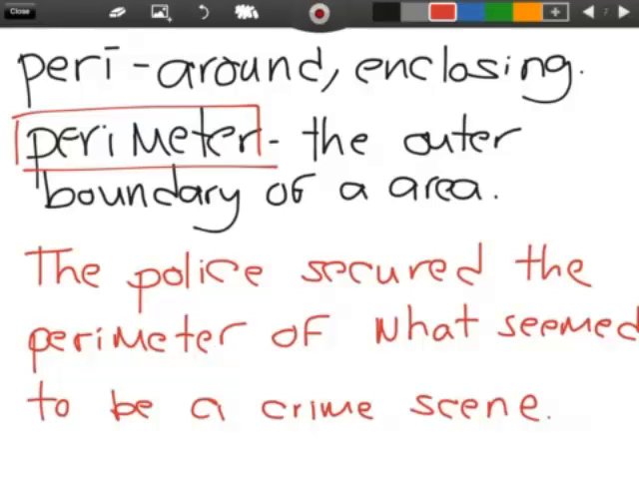I'm going to read that to you. The police secured the perimeter of what seemed to be a crime scene. Moving on to our next root, which is pag, meaning to eat.